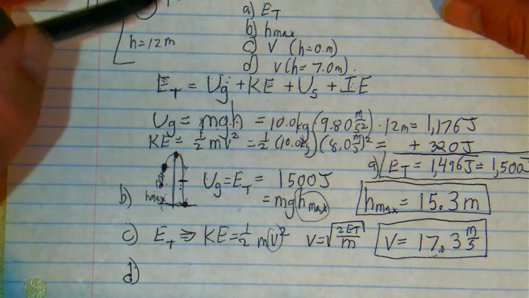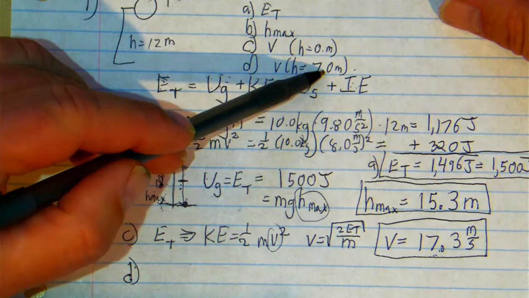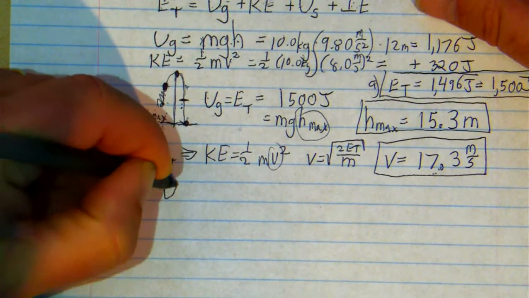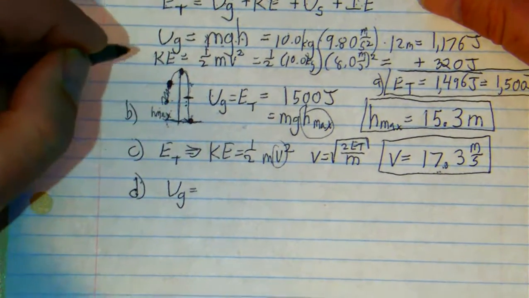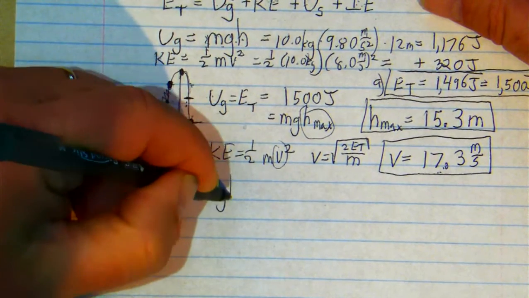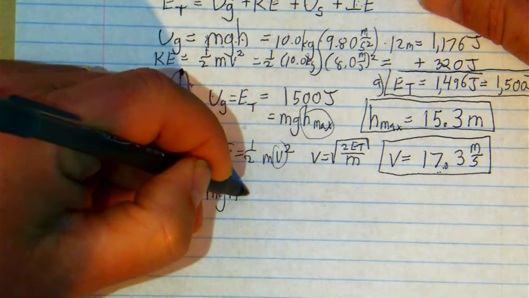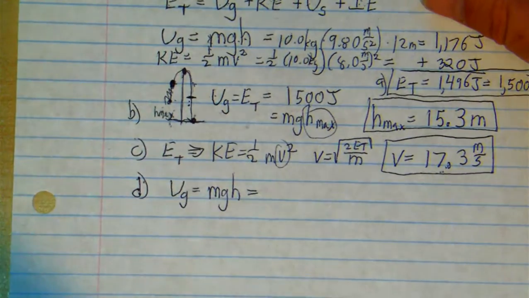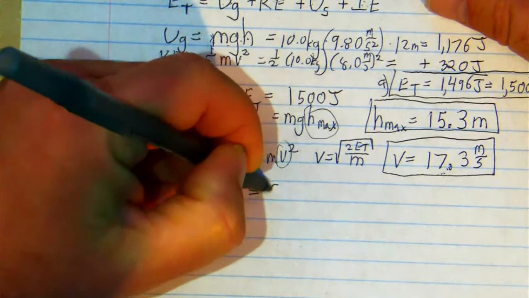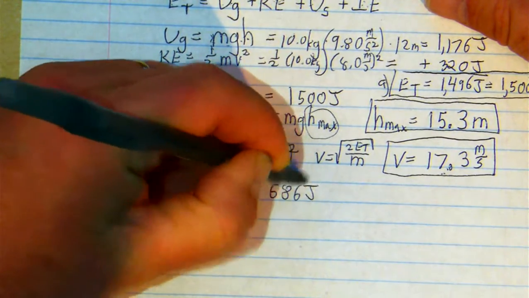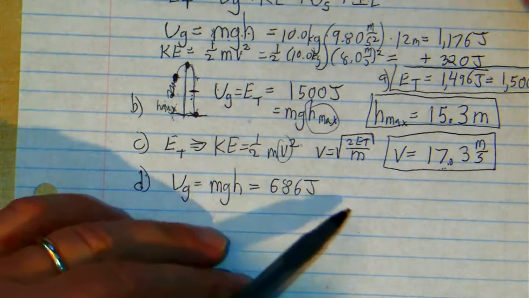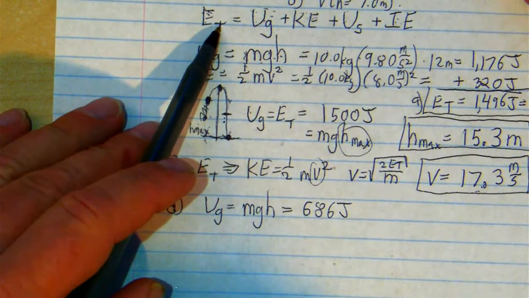In part D, they're specifying the height as 7 meters. And so therefore, we can calculate how much gravitational potential energy exists when the medicine ball is at a height of 7 meters. That's going to be 10 times 9.8, which is 98, times 7. I get 686 joules of gravitational potential energy. Where did it come from? It came out of my budget of total energy.